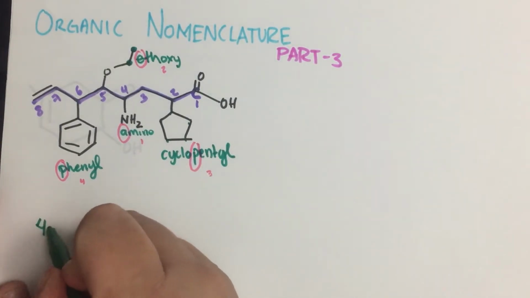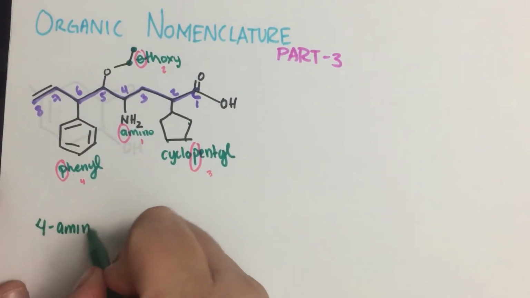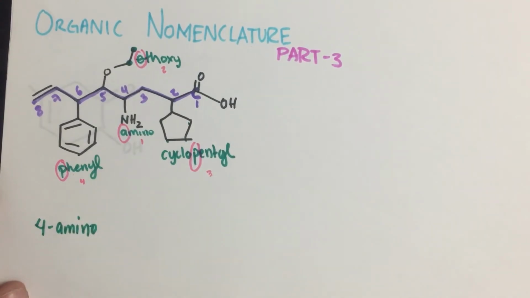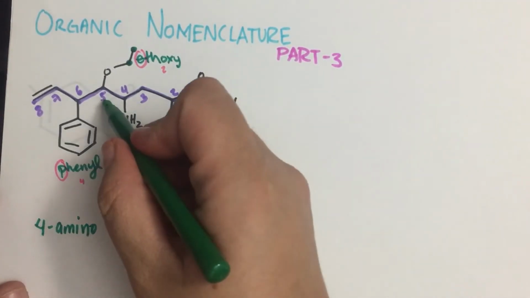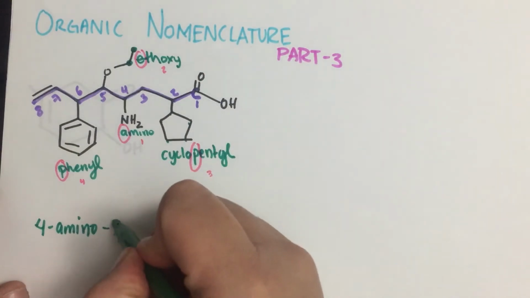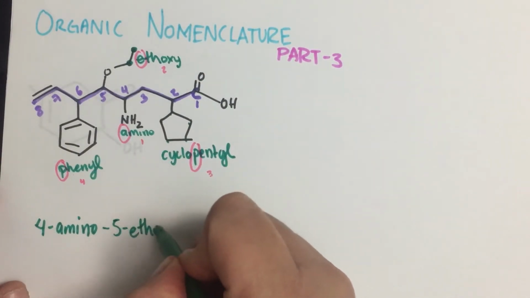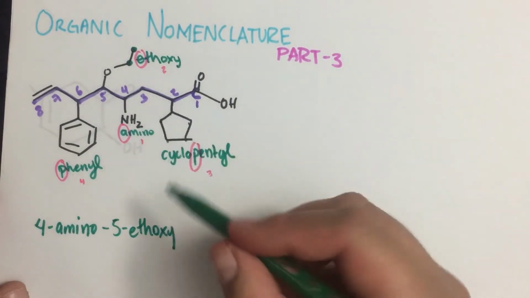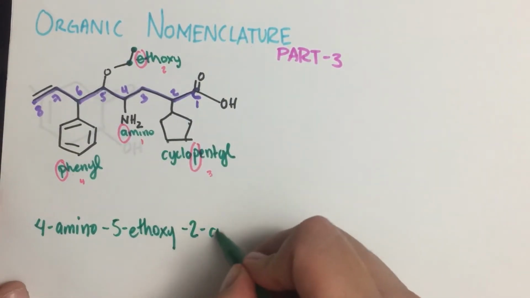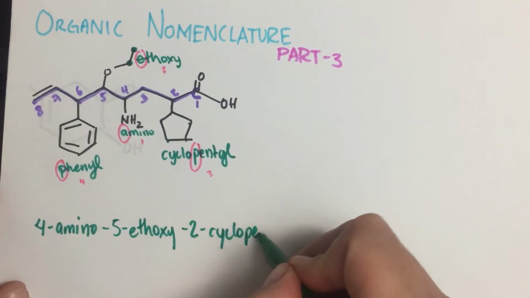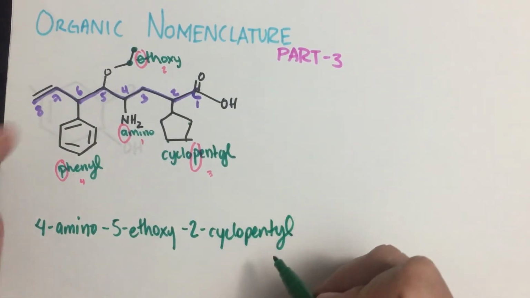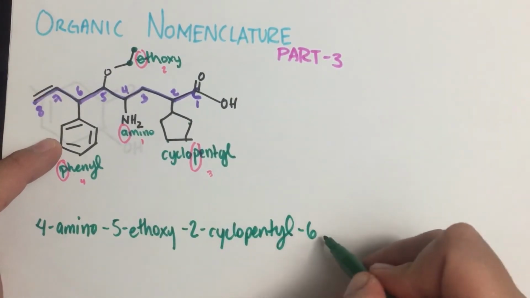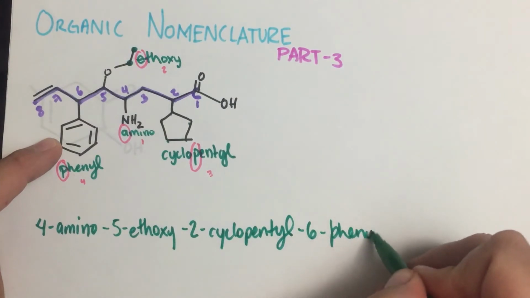So let's go ahead and try the name for this little baby. So we have 4-amino, then we have here 5-ethoxy, then we have 2-cyclopentyl, and then 6-phenyl.